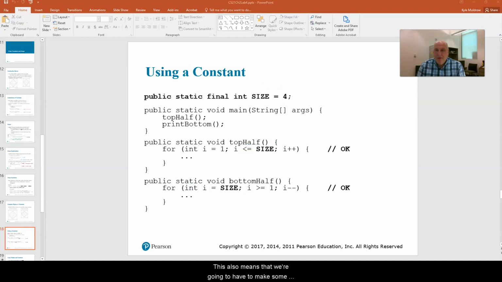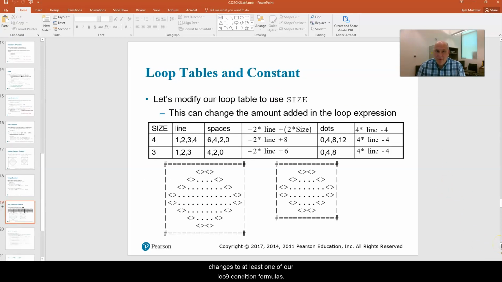However, this also means that we're going to have to make some changes to at least one of our loop condition formulas. Here's how we determine that. Once again, your size 4 drawing is on the left, your size 3 drawing is on the right. For size 4, the spaces go 6, 4, 2, 0, so the formula for the spaces on a size 4 is -2 times line plus 8. If it's a size 3, the number of spaces on the first line is 4, and then 2 on the second line, and then 0 on the third line. The formula for the spaces for a size 3 drawing is -2 times line plus 6.